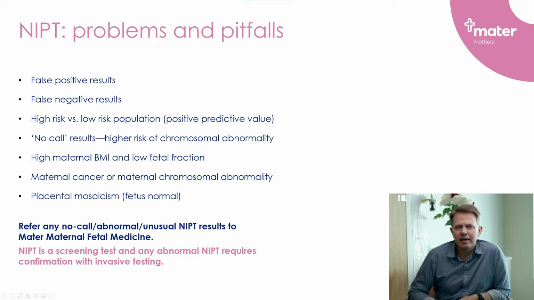Sometimes placental mosaicism exists where there are different cell lines within the placenta, some normal and some chromosomally abnormal, but the fetus may be chromosomally normal. Placental mosaicism really can upset NIPT testing. It can give you a positive NIPT, but the fetus may be normal. This can be sorted out by doing an amniocentesis.